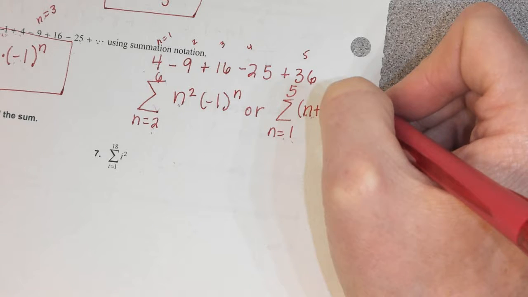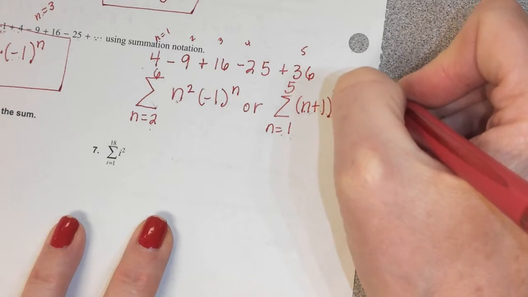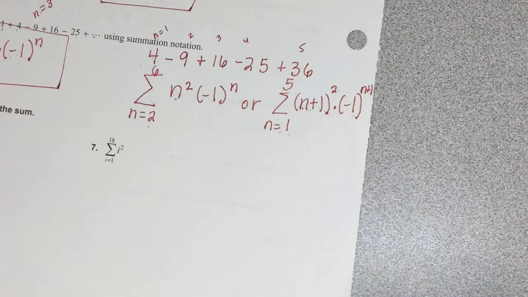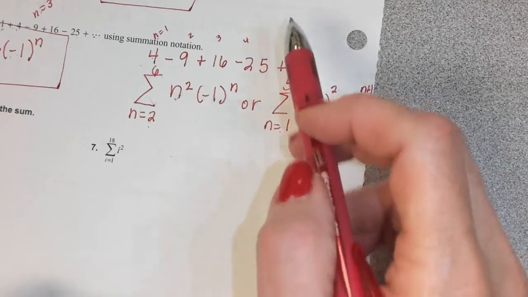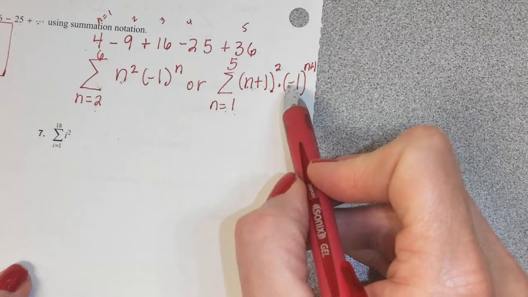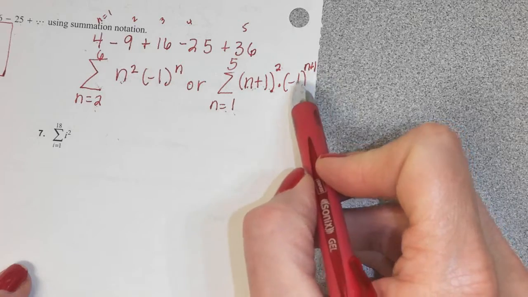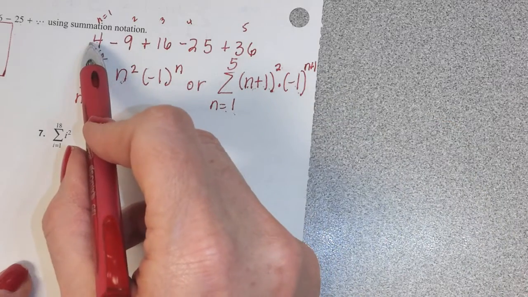Alex? Added 1, yep. Wow, Alex, this is like your specialty. Yes. Okay, he's right. If I do n plus 1, -1 to the 1 plus 1 would give me 2. Is -1 squared going to make that a positive like we need it to be?